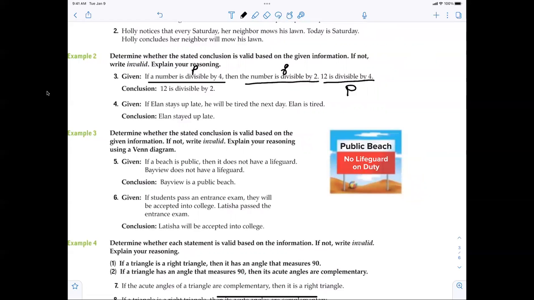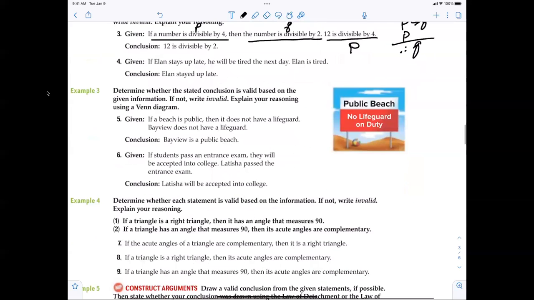So that we would consider as valid, by the law of syllogism, right? Or, I'm sorry, the law of detachment. If P, then Q. P, therefore Q. That's what we're looking at. Everybody's good? Nobody has any questions?